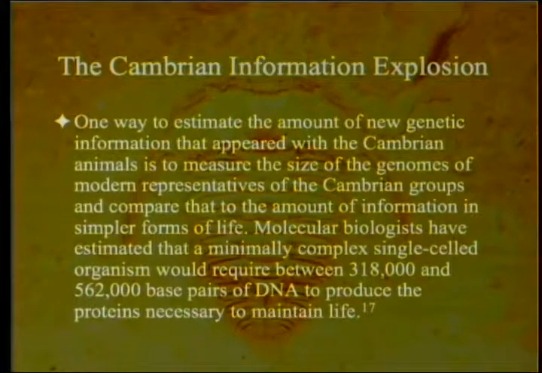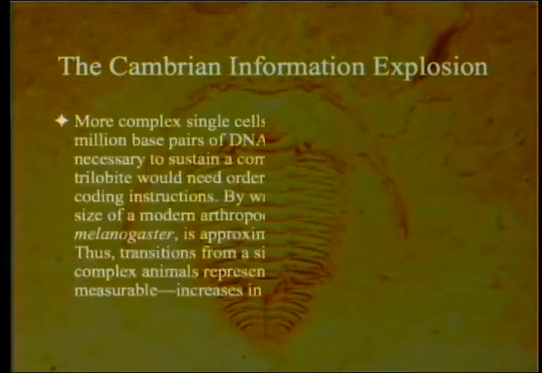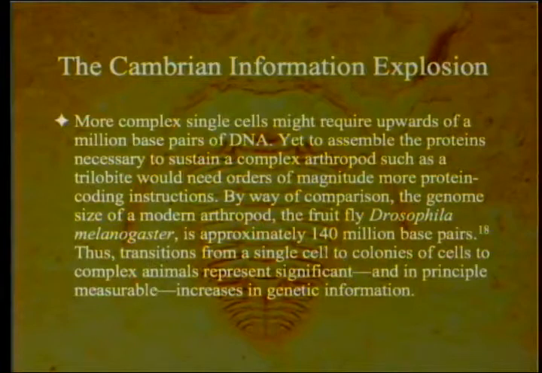One way to estimate the amount of new genetic information that appeared with the Cambrian animals is to measure the size of the genomes of modern representatives of the Cambrian groups and compare them to the amount of information in simpler forms of life. Molecular biologists have estimated that a minimally complex single-celled organism would require something between 318,000 and 562,000 base pairs of DNA to produce the proteins necessary to maintain life. Now, that's minimally complex, and that may be an underestimate, but okay, more complex single cells might require upwards of 1 million base pairs of DNA.